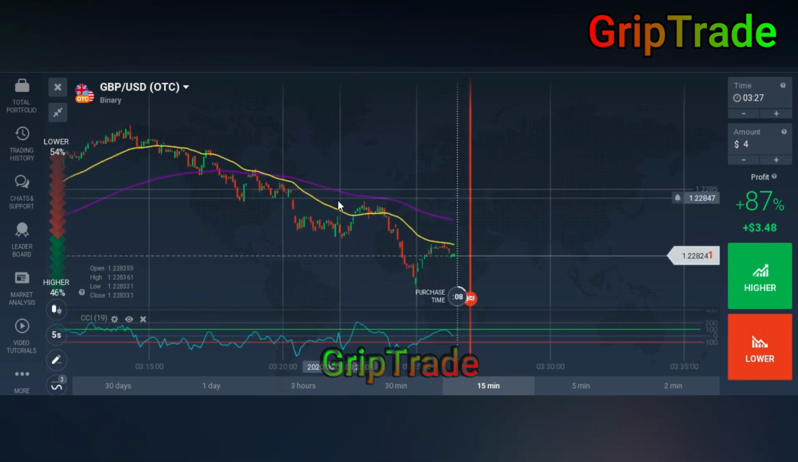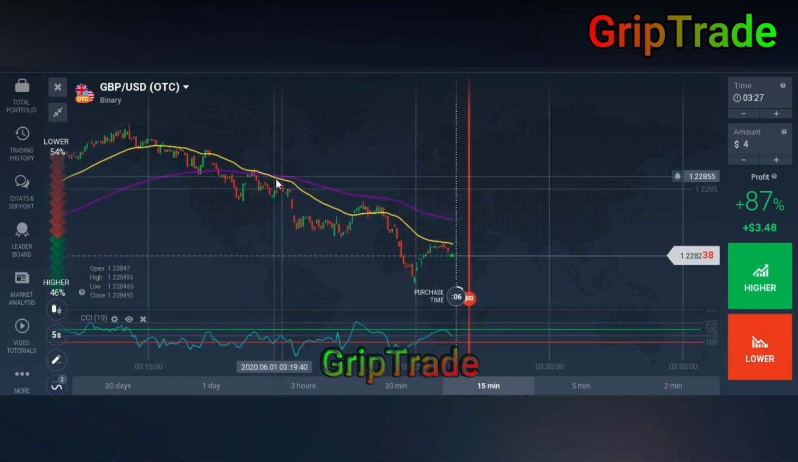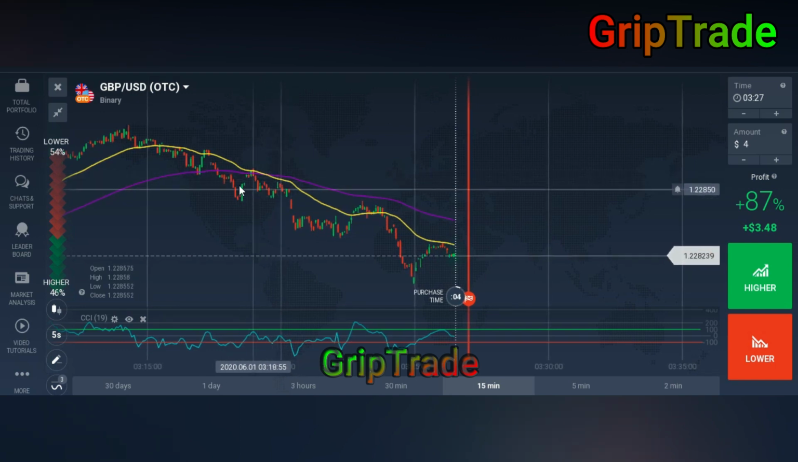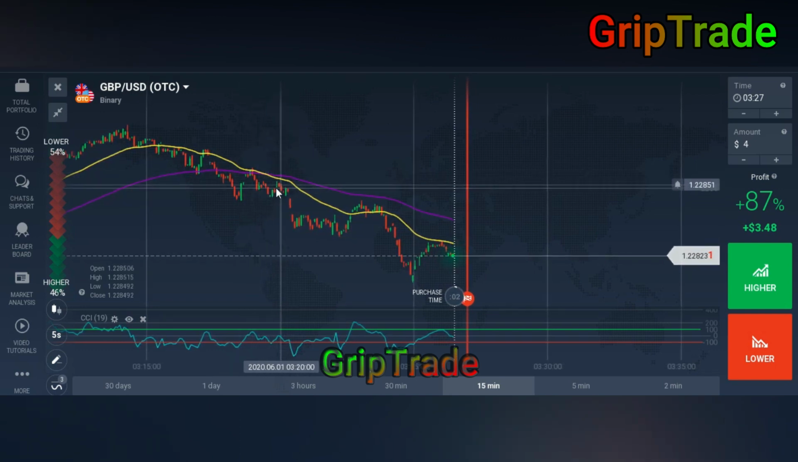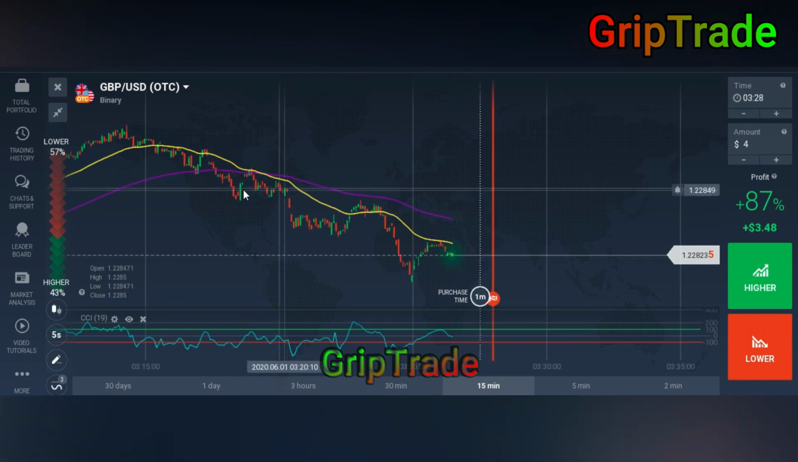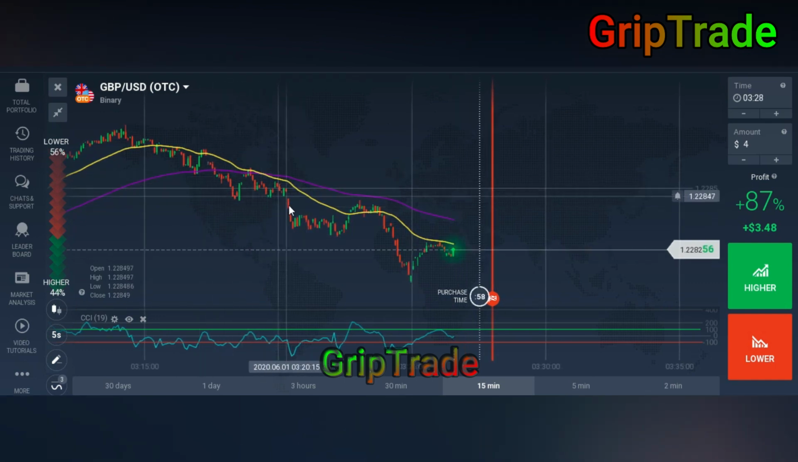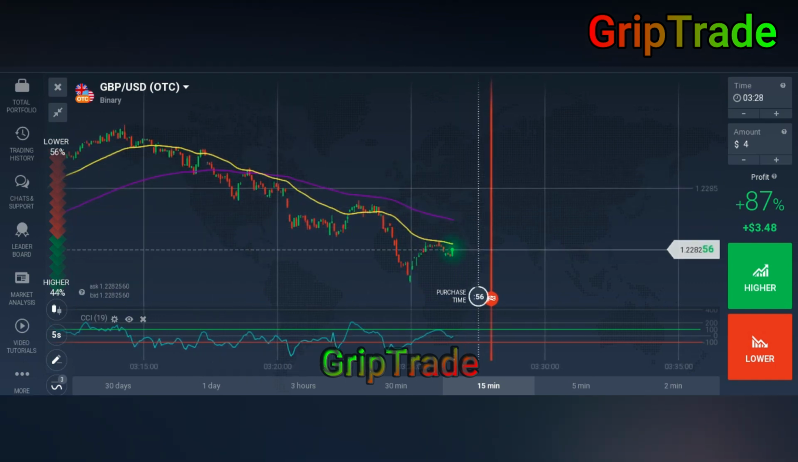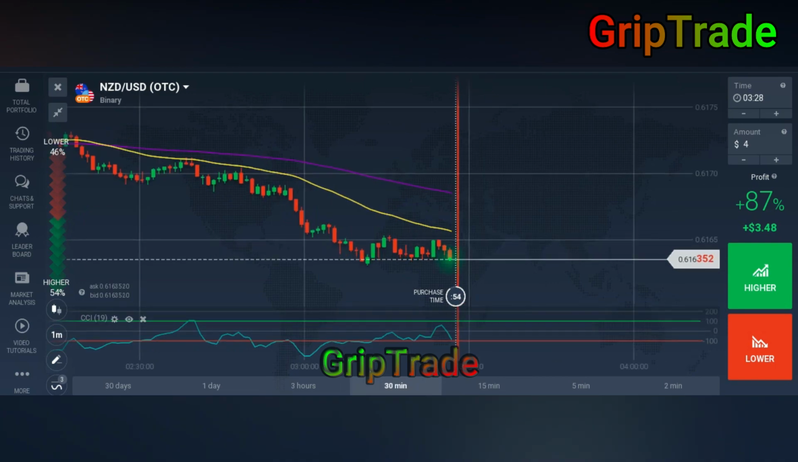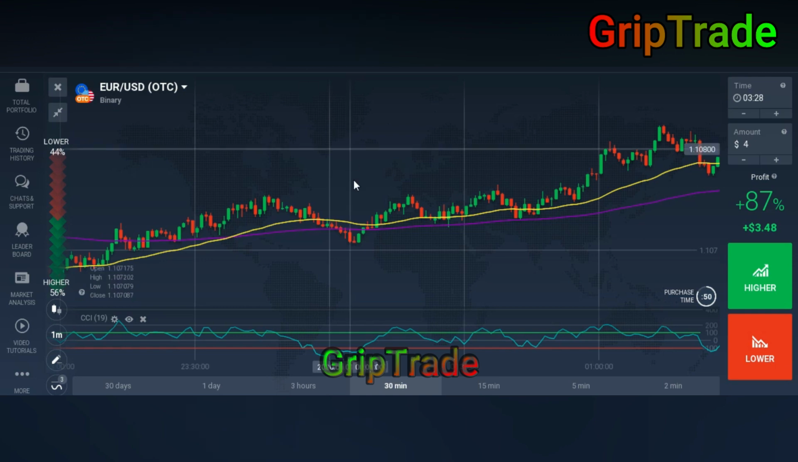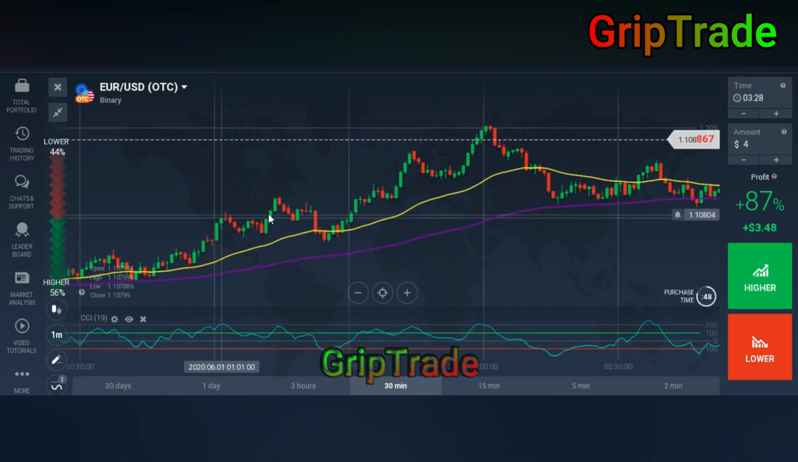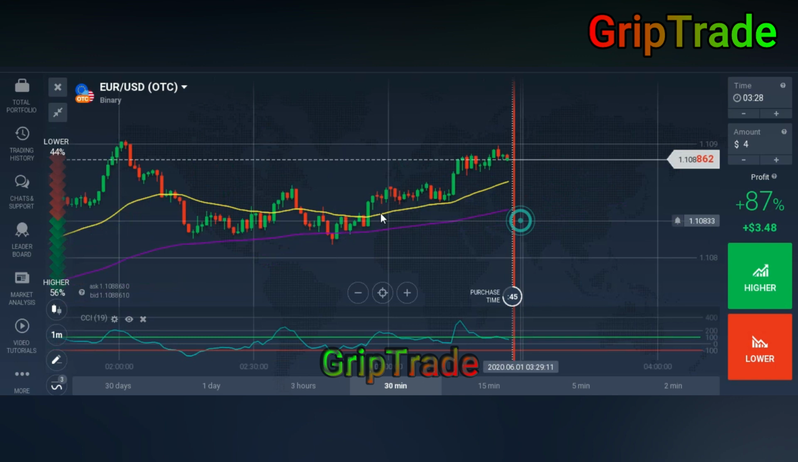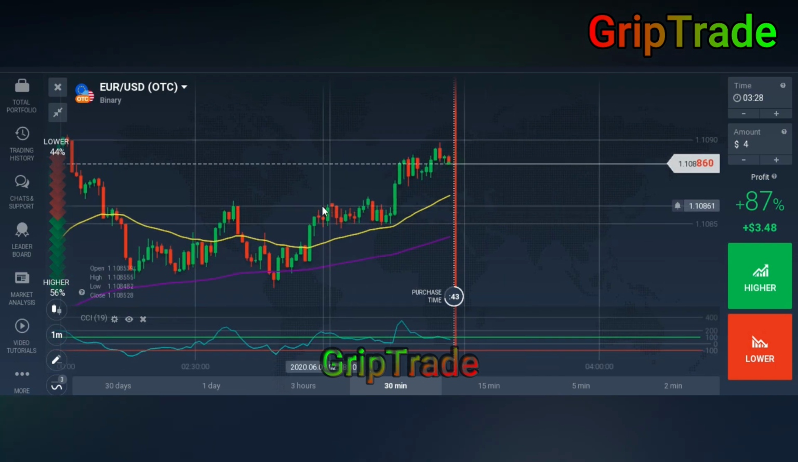Other than that, remember that if these moving averages intersect each other, but they are intersecting on the candles, somewhere among the candles, that would be a dodgy signal. Don't follow it, okay? You need to stay away from such a signal. So I hope you understood the strategy. It's a pretty simple strategy.